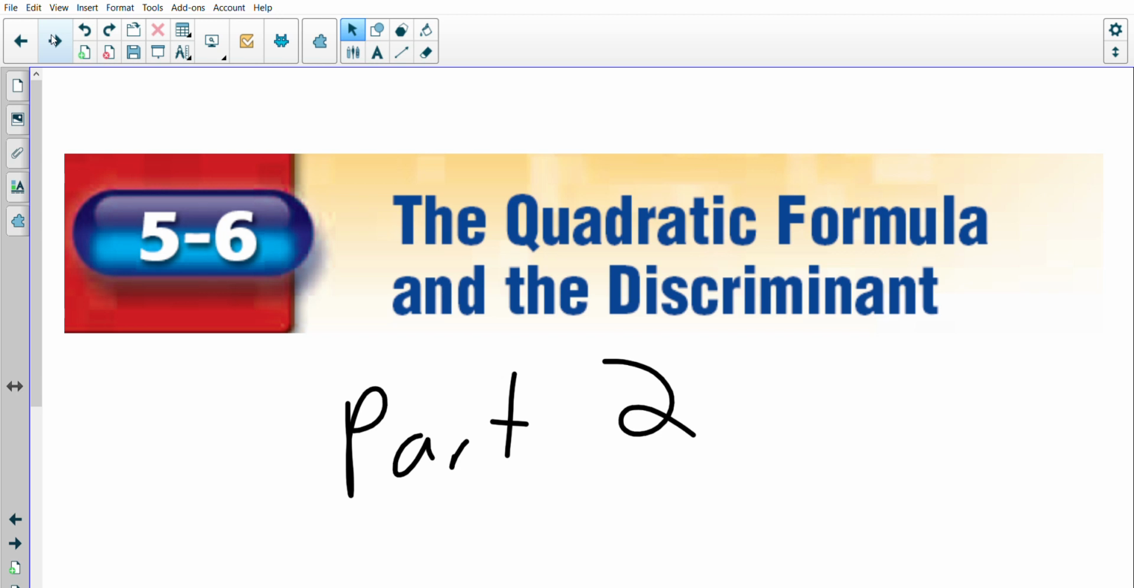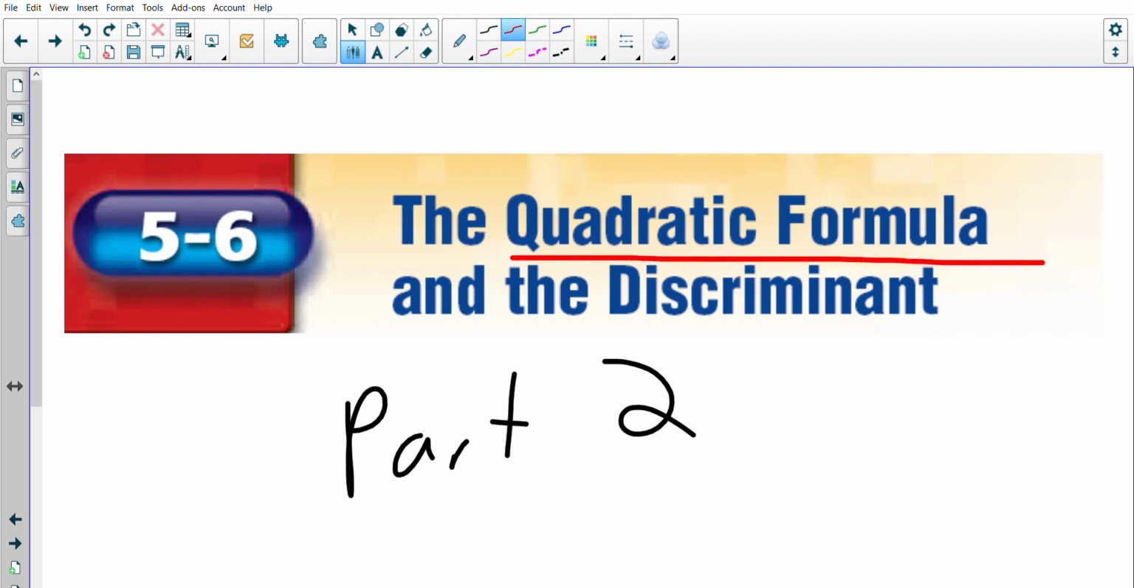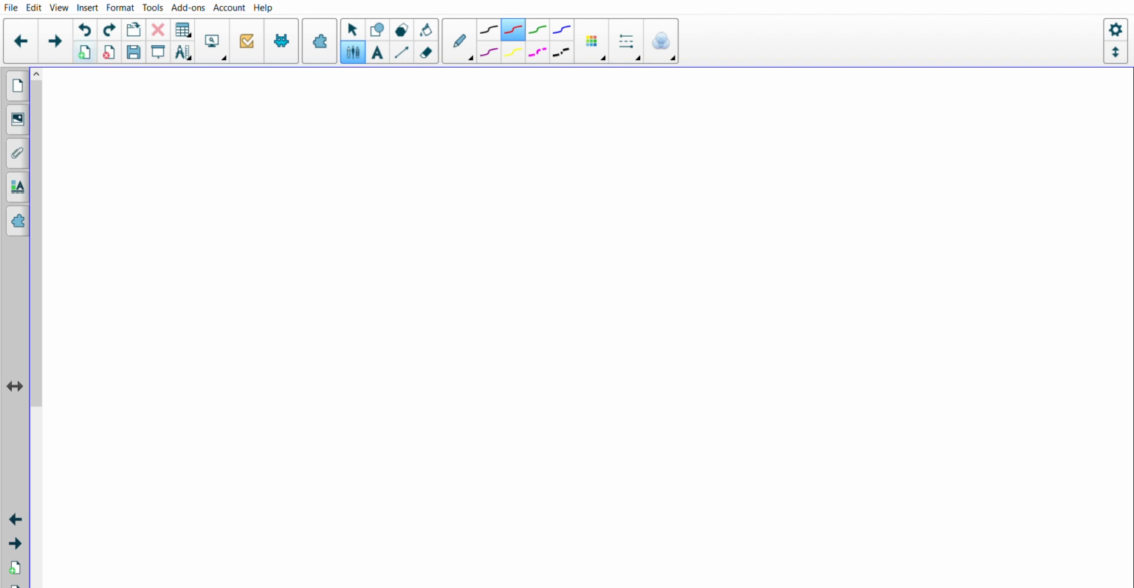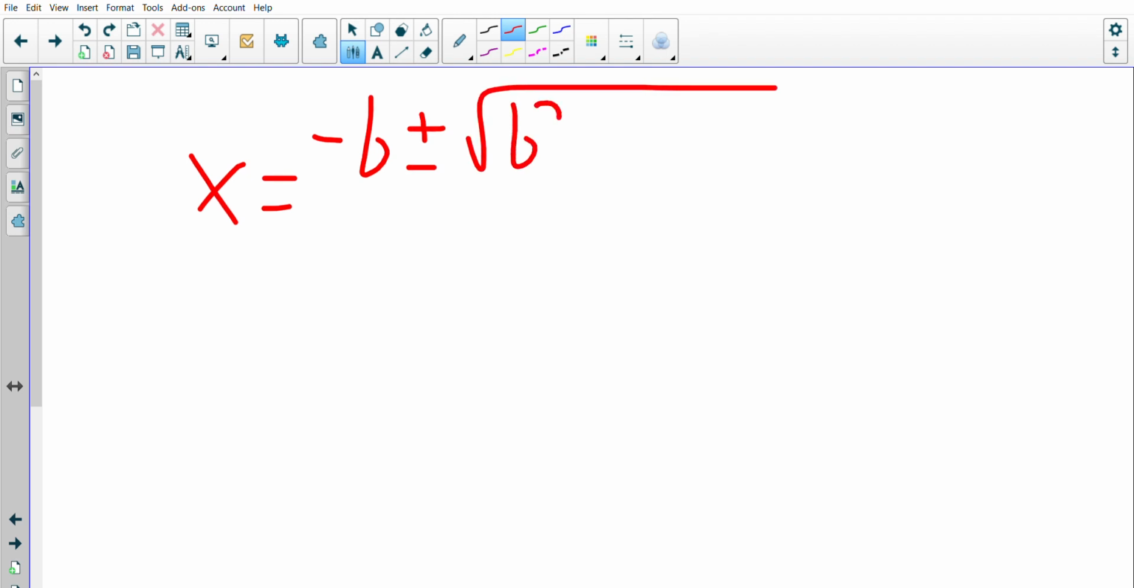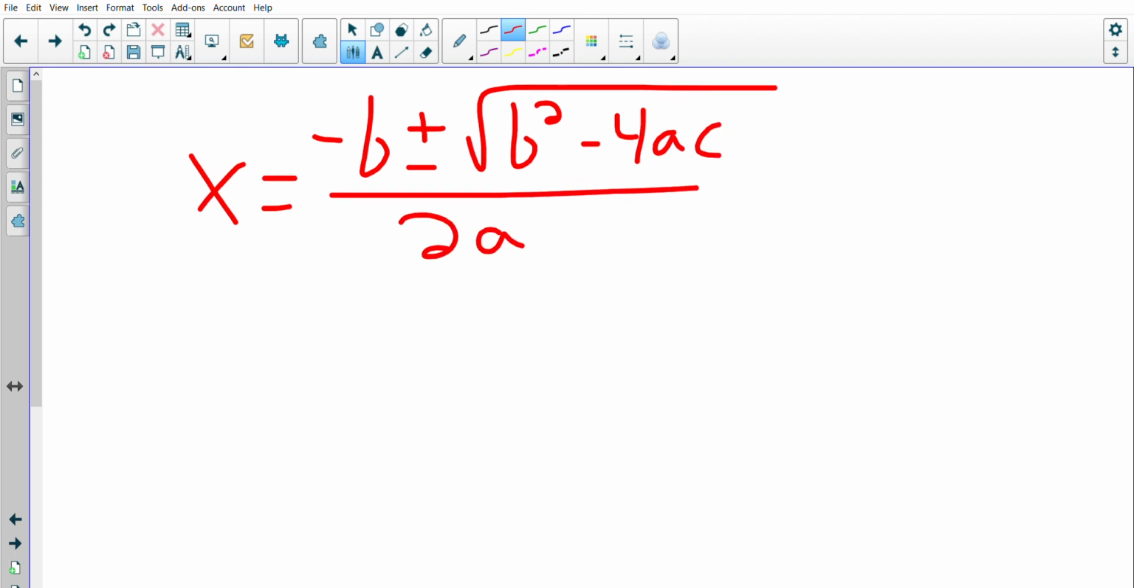All right, today we are going to finish up section 5-6 with the quadratic formula and the discriminant, and we are going to focus on the actual quadratic formula. So remember, the quadratic formula is x equals negative b plus minus the square root of b squared minus 4ac all over 2 times a. Now we already focused on the discriminant.